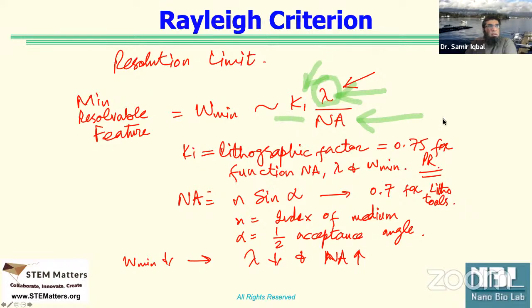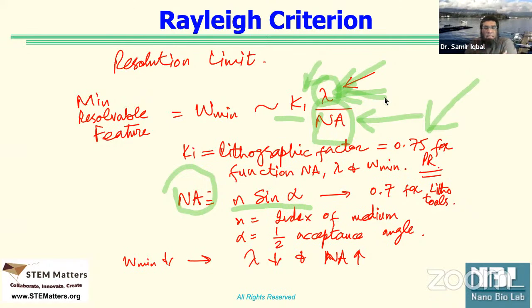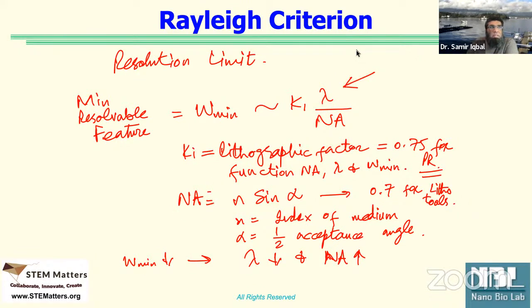K1 is constant for photoresist, its value is 0.75. Numerical aperture is calculated by n sine alpha, which if you remember from high school physics and optics, involves the index of the medium and the acceptance angle. So numerical aperture is also a constant for a given system. The only thing we can change is lambda, the light source. So to get a smaller feature size, we make the wavelength smaller, or we can increase numerical aperture.